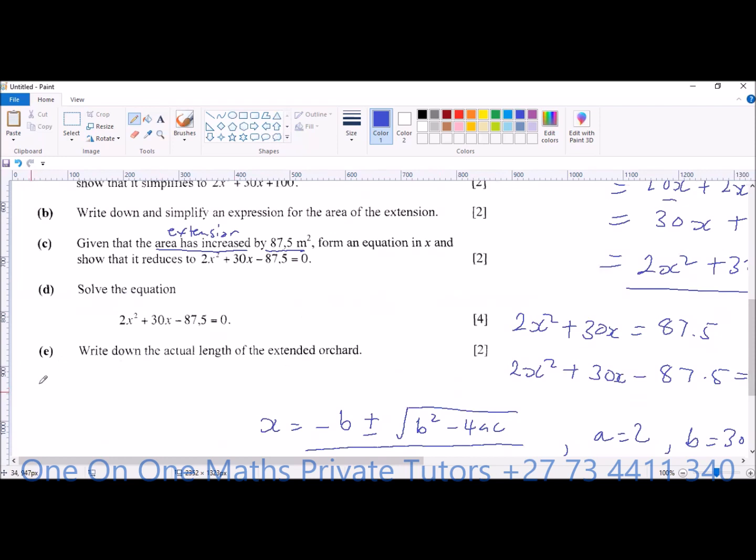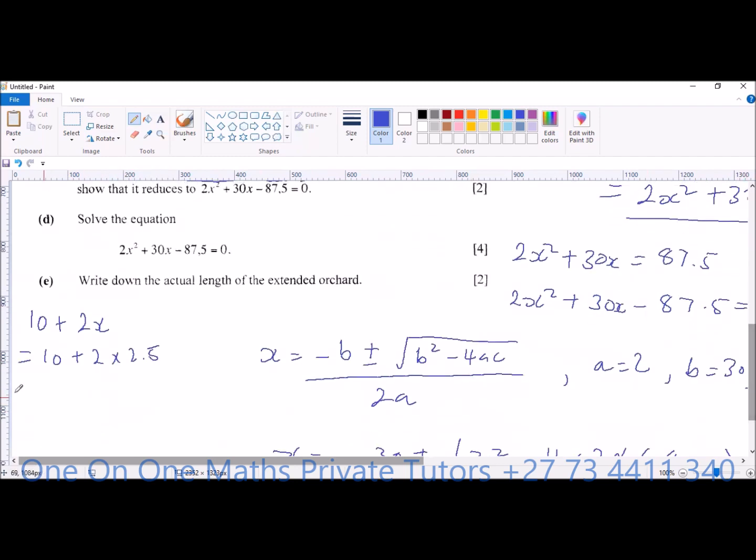Now write down the actual length of the extended orchard. So the actual length of the extended orchard is 10 plus 2x, which is equal to 10 plus 2 times 2.5, which is equal to 10 plus 5, which is equal to 15 meters. All right, so that's for the 2 marks. All right, thank you.